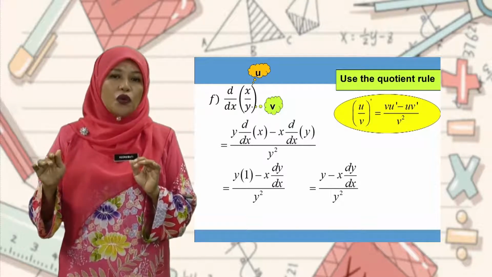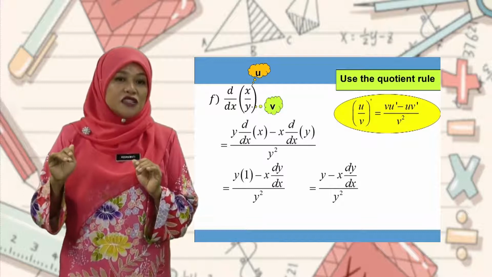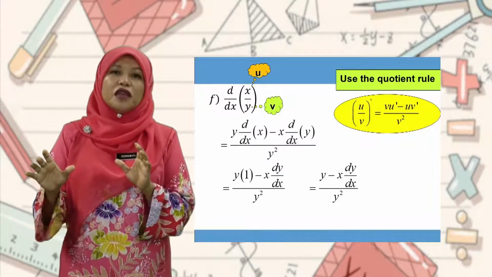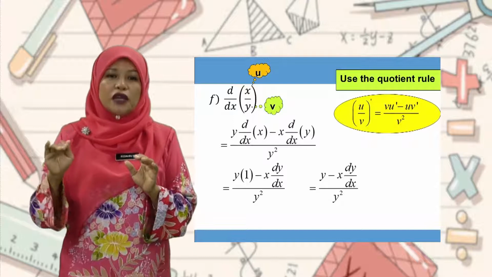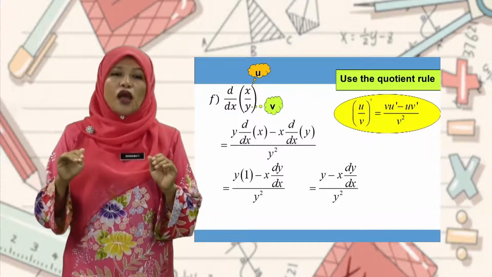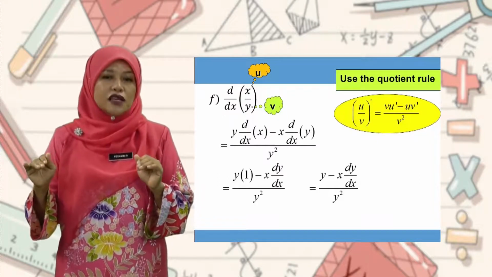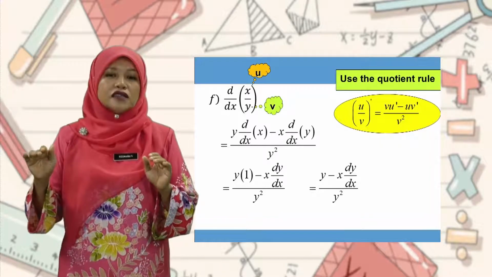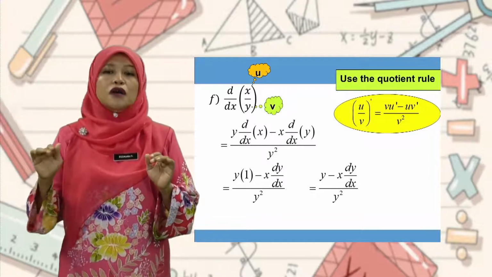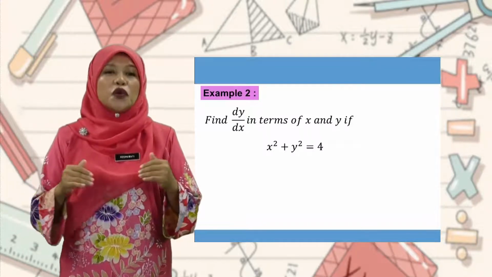Differentiation of y with respect to x will be dy dx. Hence, for the second term we will have x dy dx. Everything should be divided by y squared. So finally, we are able to write the answer as y minus x dy dx over y squared. Let's move on to an equation.